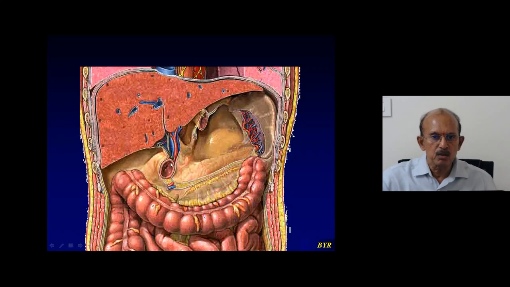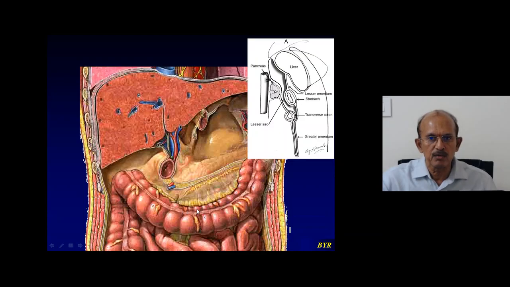Except the first 2.5 centimeters of the duodenum, the whole of the duodenum is behind the peritoneum. That means the duodenum is mostly a retroperitoneal structure. Now we will take away the colon also, so as to see how the pancreas looks and what are the structures adjacent to it.